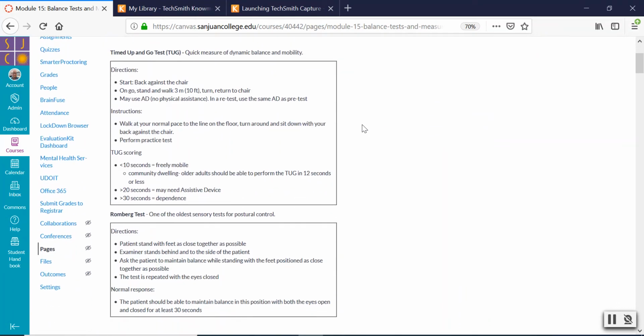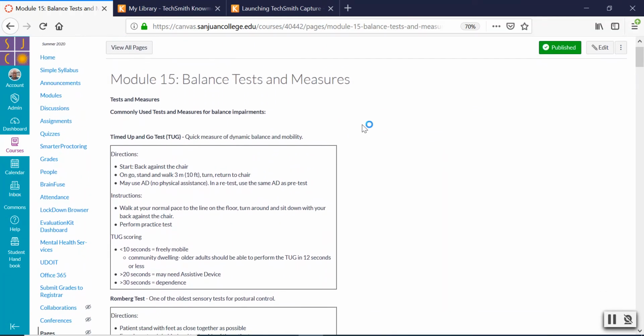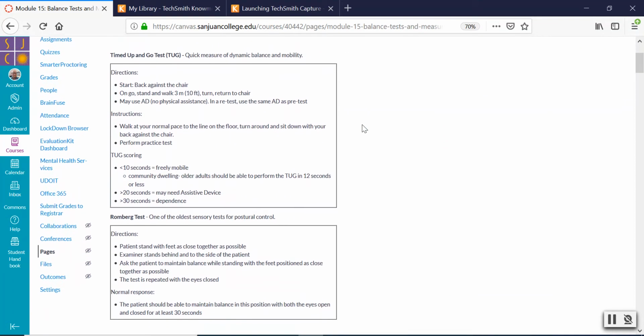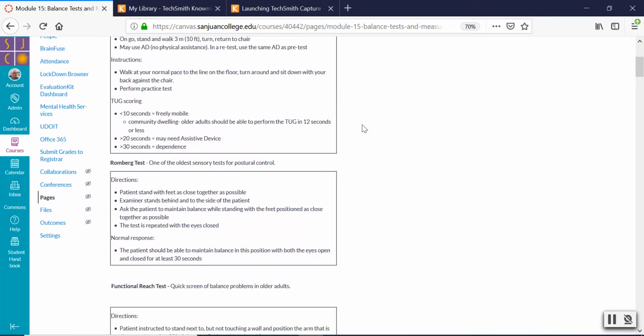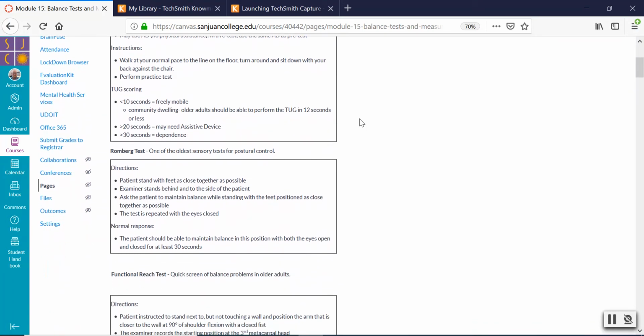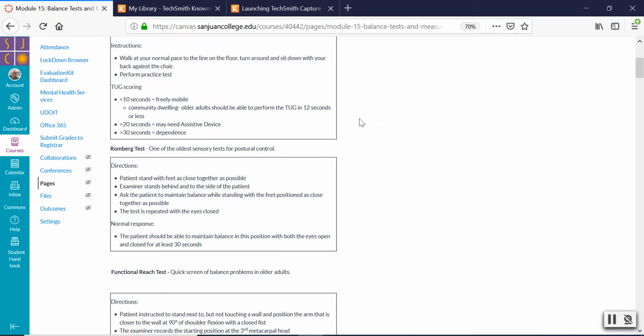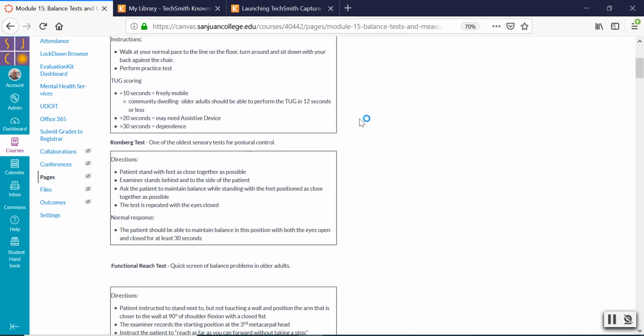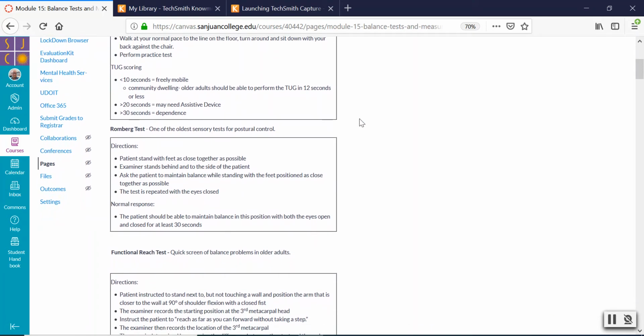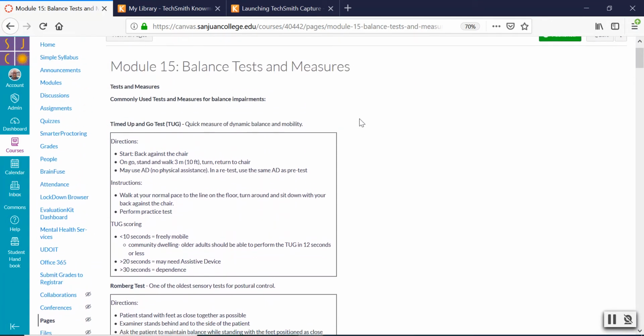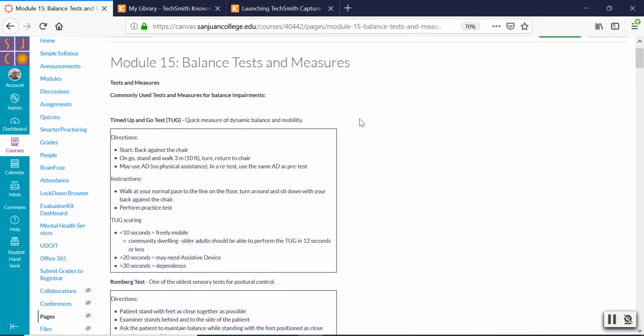So anyways, all that's going on here is some balance tests. I'm going to go through a few of these, but not all of them. So first one is just a timed up and go test. I'm going to walk through it real quick.